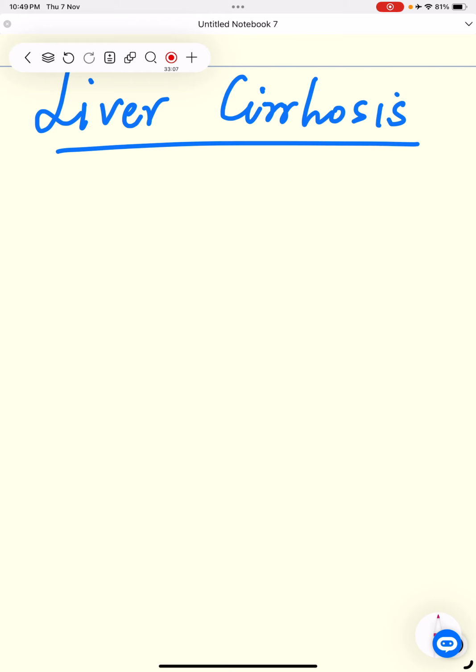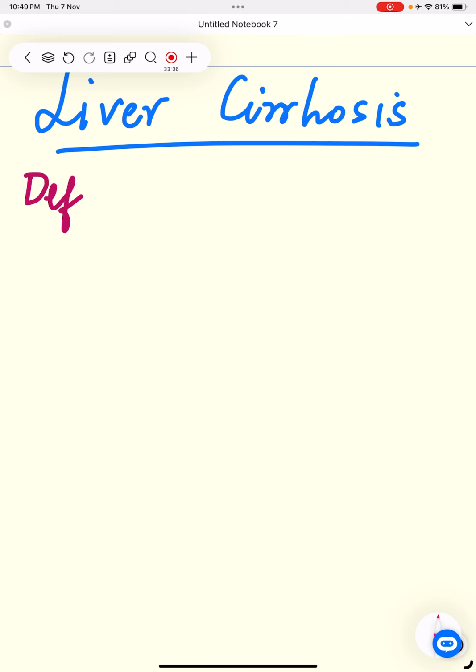And the topic for today is liver cirrhosis. Now, this clinical condition is on the rise, and frequently in our clinical practice, we see patients coming with ultrasounds showing liver cirrhosis. So, let's walk through what it is and what are the things that we must remember when we are dealing with a case of liver cirrhosis.